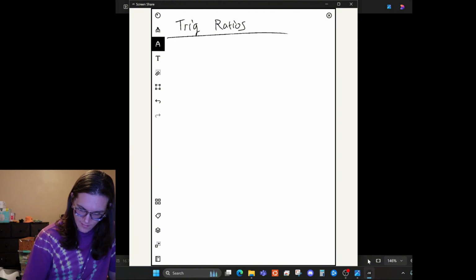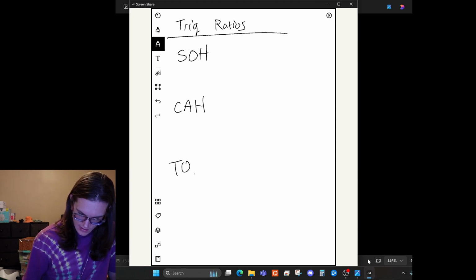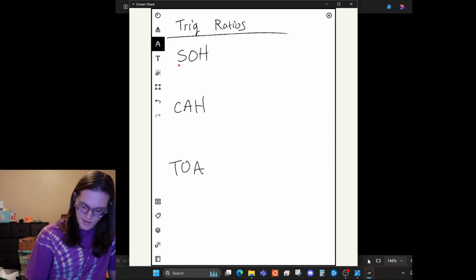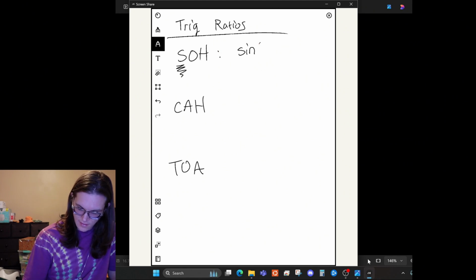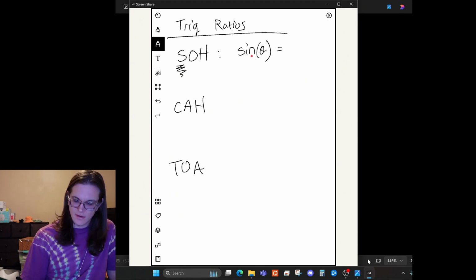Trig ratios. These are very famous, famously known as SOH CAH TOA. Okay? It's a mnemonic that tells you that S for sine of theta, or sine of x, a function on the angle theta, is equivalent to the ratio of the opposite side to the hypotenuse side.